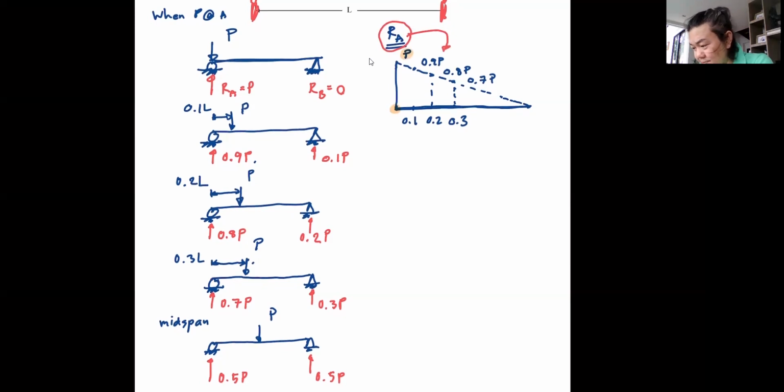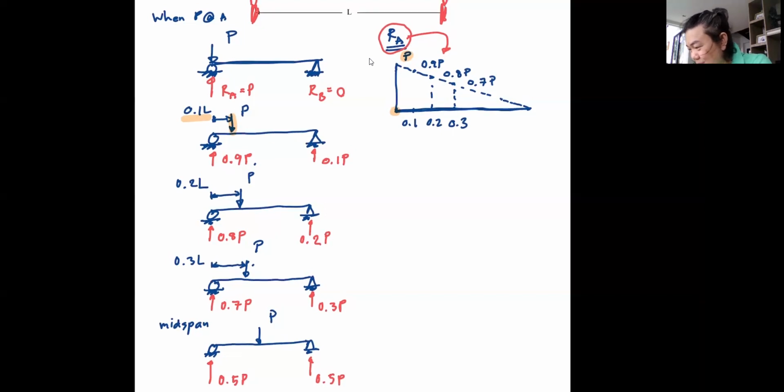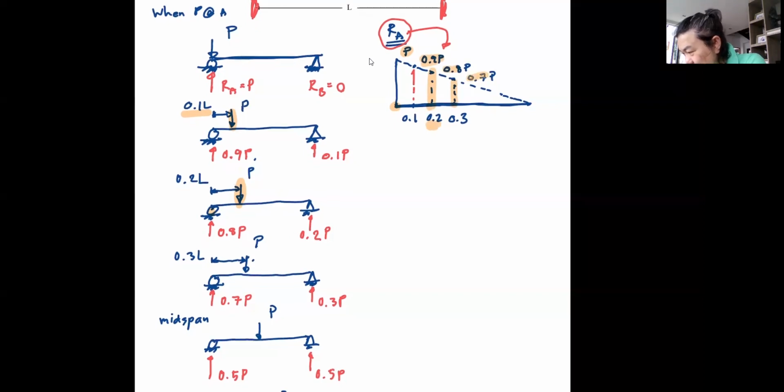When I move the load to this location, 0.1 L, 10% from the roller, the reaction at support A, or the roller, is equal to 0.9 P. When I move the load to this location, 0.2 L from the roller, now I have the reaction equal to 0.8 P. And then at 0.3, I have 0.7.